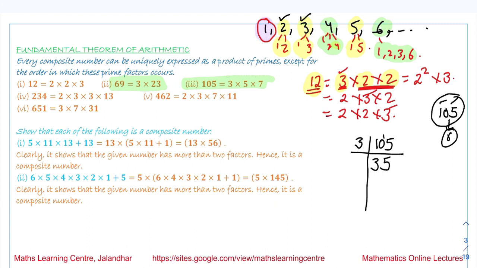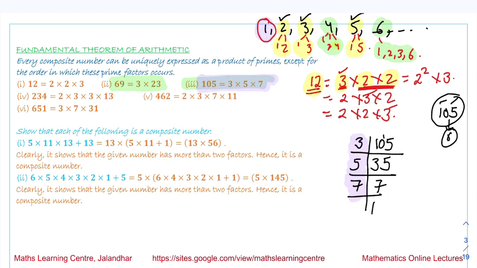Now 35 is not divisible by 3. So we come to the next prime, which is 5. We divide by 5 now. 5 is a factor of 35, so 7 times 5 is 35. Now we cannot factorize further, as 7 is a prime number, so we get 1 over here. So the prime factors of 105 are 3, 5 and 7. We write 105 equal to 3 into 5 into 7.